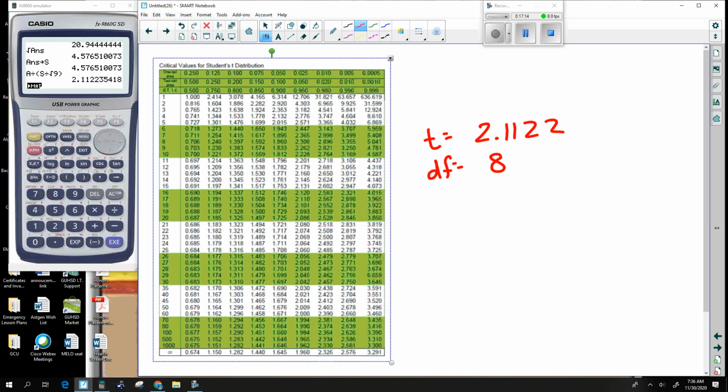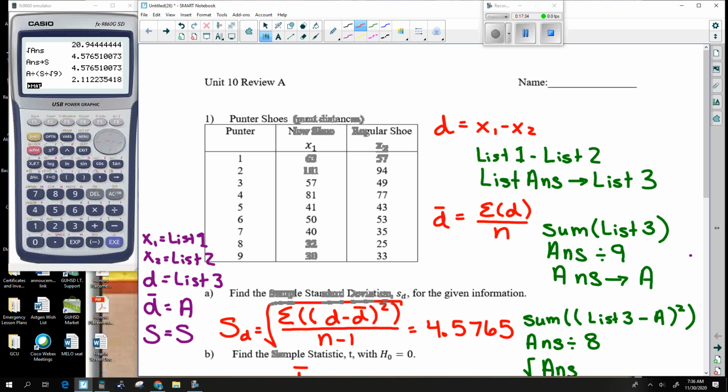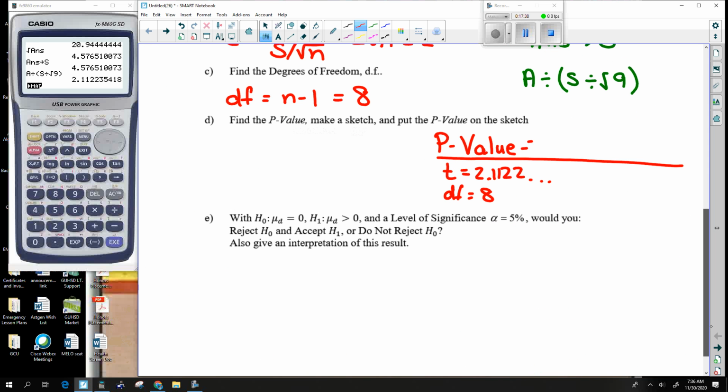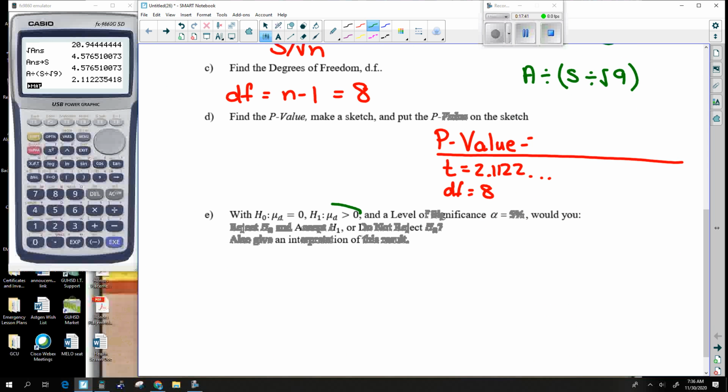All right, so on the degree of freedom of 8, I'm looking up 2.1122, which falls right in between 1.860 and 2.306. I'm assuming that this is a one-tail, which would put us between 0.5 and 0.025. Okay, yes. The way that I know that it's a one-tail is I look at the next problem and I see that it is a one-tail with an alpha of 5%. It's more specifically a right tail.